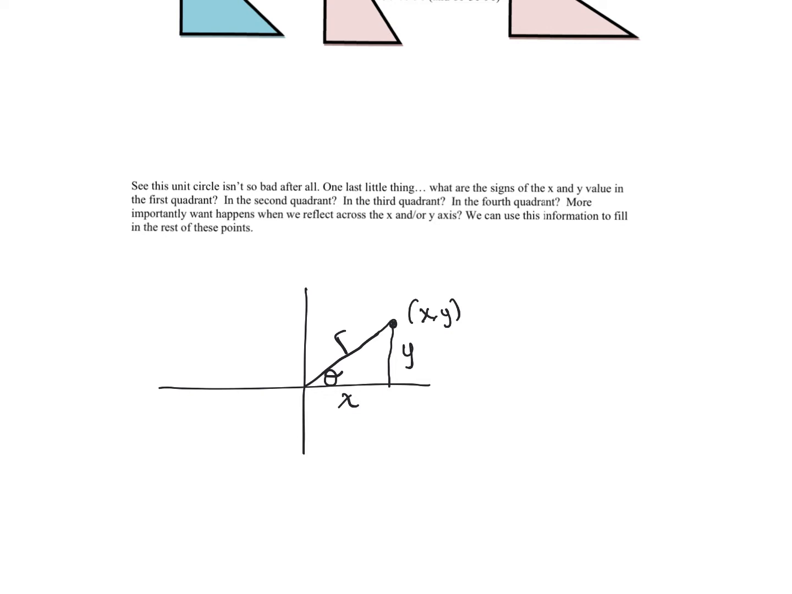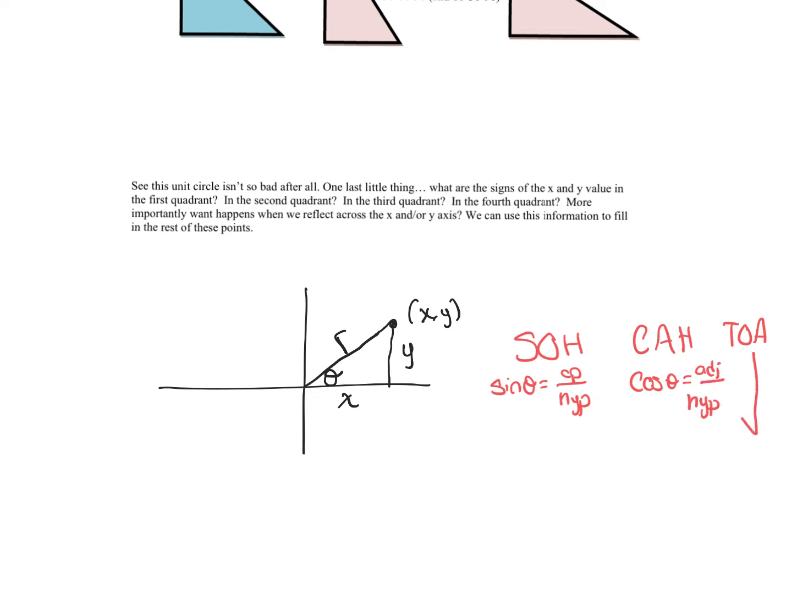So in case you don't remember, there was this thing in geometry. It was called SOHCAHTOA. And it stood for sine of theta equals the opposite over the hypotenuse. Cosine of theta equals the adjacent over the hypotenuse. And then tangent of theta was equal to the opposite over the adjacent.